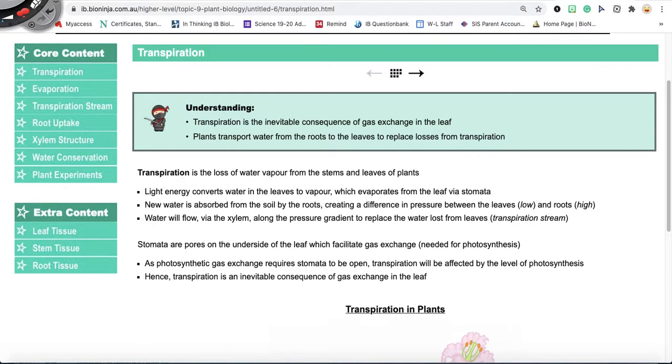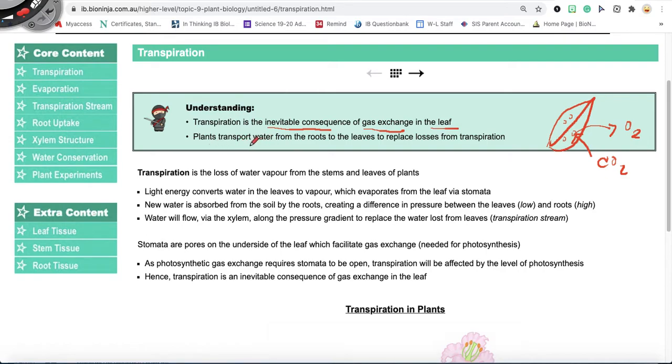So let's get started. Here is the understanding that goes along with the term transpiration. So transpiration is the inevitable consequence of gas exchange in the leaf. So we know that in the leaf of a plant, we have on the underside these tiny little stomata or pores. And when those pores open to release the oxygen and to take in the carbon dioxide, inevitably water is going to get lost. So it's an inevitable consequence.